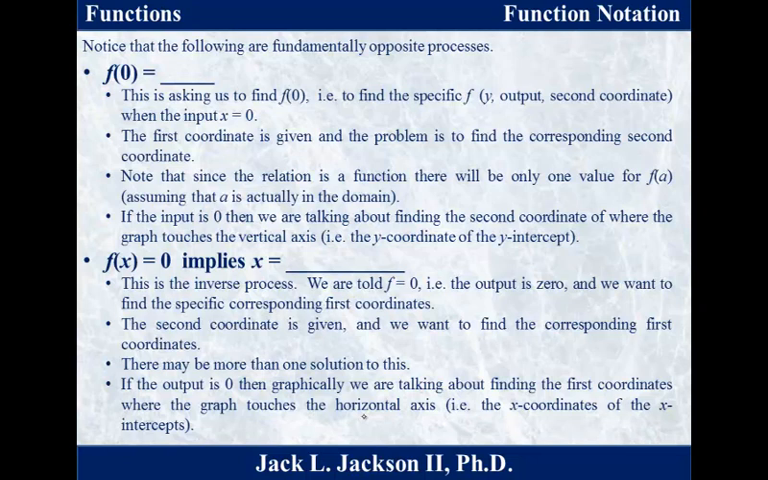find f of 0, that is to find the specific f, the specific y, the specific output, the specific second coordinate, when we have that specific input of x equals 0. Or we could put a different number in there. F of 3 would say find the specific f, y, output, whatever, when the input is 3. Now, since the relation is a function, there will only be one value for that output. That f depends completely on the choice of the x. That's why this notation is used.